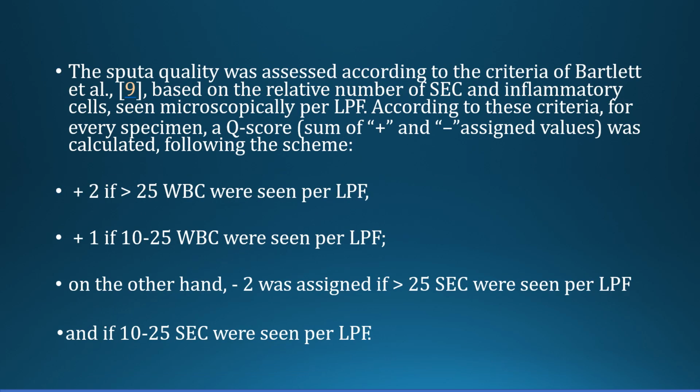So this is about Bartlett's criteria too. We have seen Bartlett's criteria in one of our sessions. Here also we will try to speak in short. Bartlett's criteria is significant when the pus cells are more than 25 per low power field and epithelial cells less than 10 per low power field.